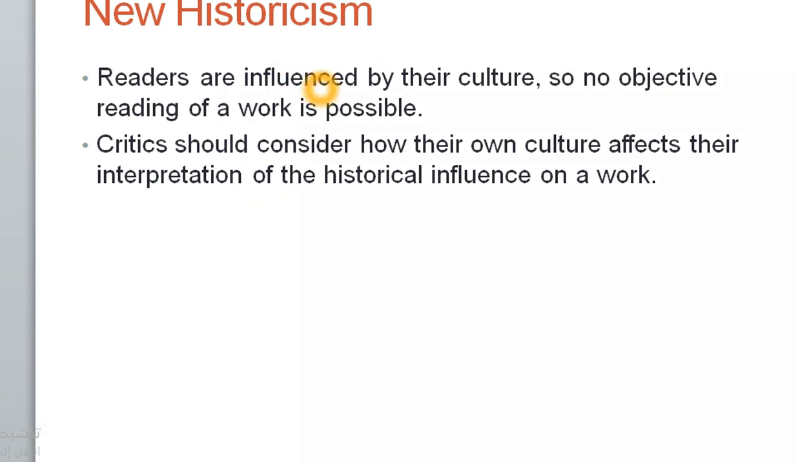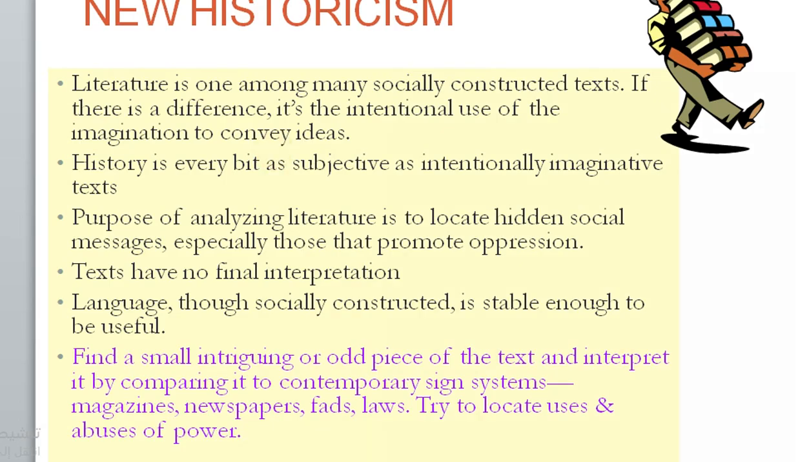New historicism also says the reader is influenced by the culture, so no objective reading of work is possible. You should be affected or infected and contracted to your culture. New historicism also, this is some point like texts have no final interpretation. You have open-ended interpretation. There is no limit. And that's one point of new historicism. You have the imagination, full imagination, to realize or to understand that text based on your own way. No one will interrupt you.